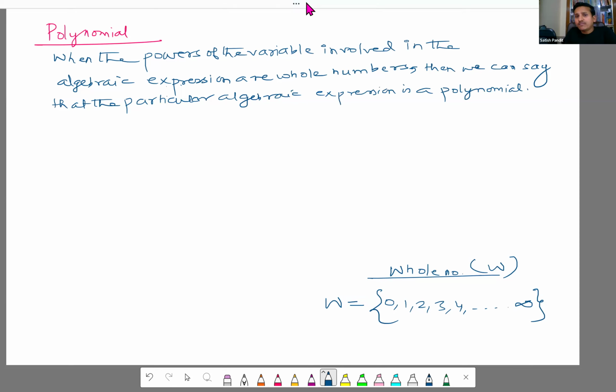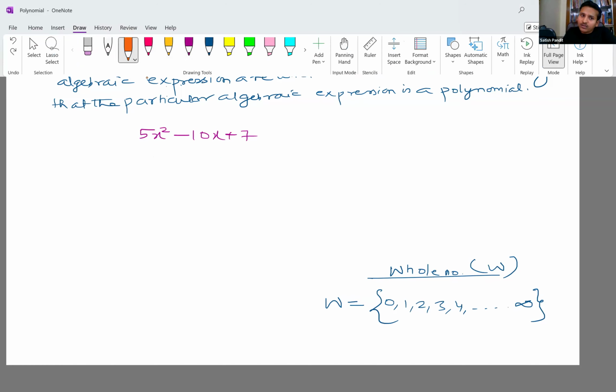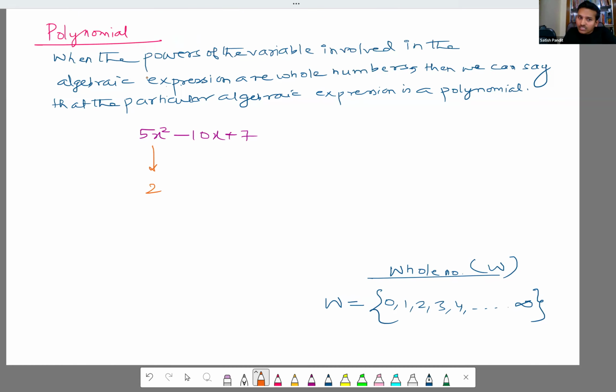Okay, let me give some examples. Suppose I have 3x square, or maybe I'll take 5x, anything. Actually, just randomly I'm taking something. So 5x square minus 10x plus 7. See, this is an expression. But now I want to check whether this is a polynomial as well. So I check the powers of the variables. What is the power of the variable? Variable is x, power is 2.